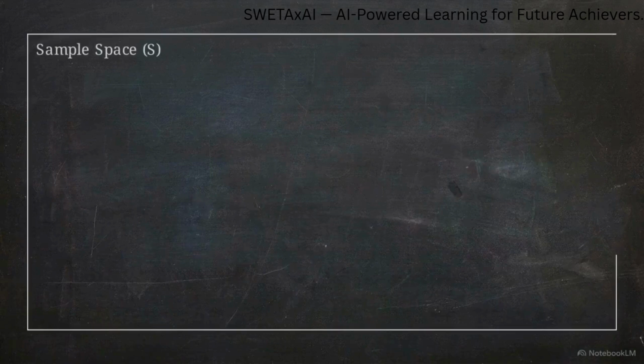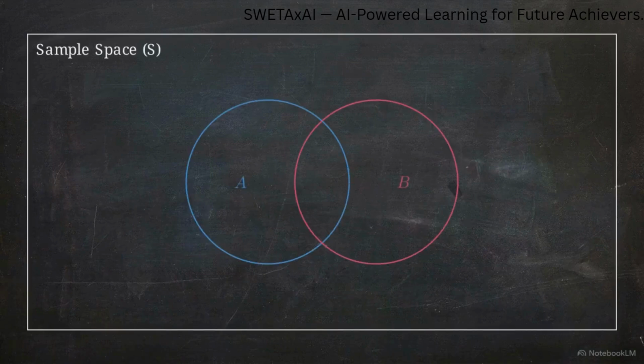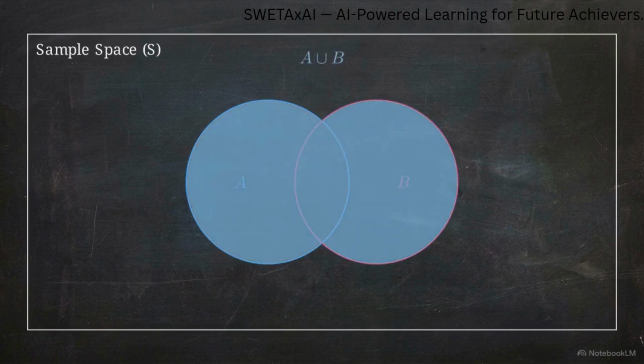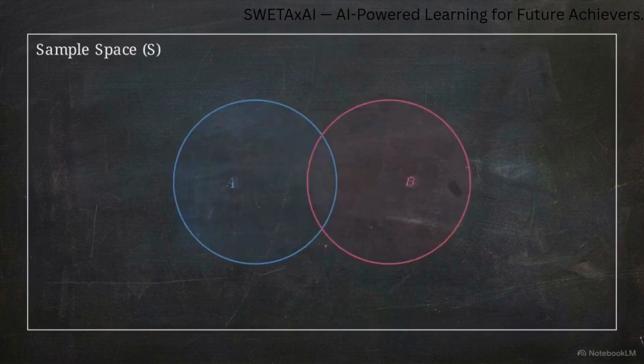When we introduce a second event to the system, these geometric boundaries often overlap. The specific area where both events exist simultaneously is the intersection. The total combined area of both events, regardless of whether they overlap, is the union. This creates the inclusion-exclusion trap.